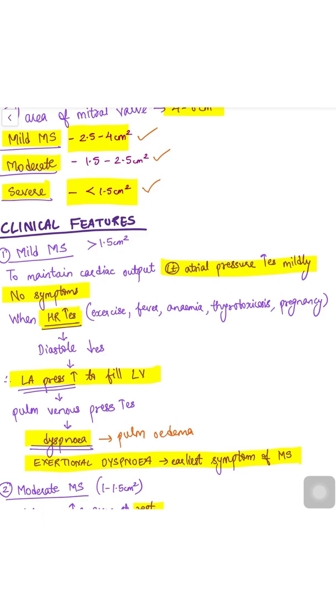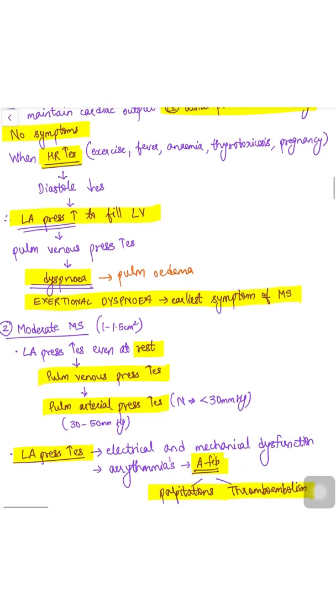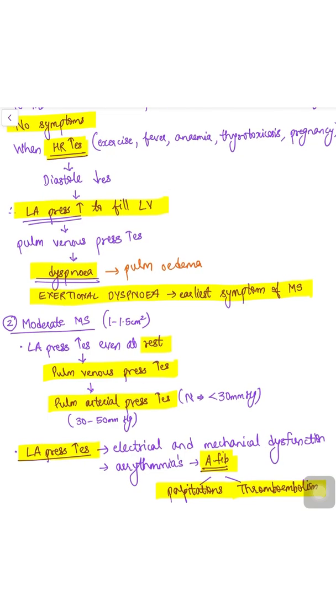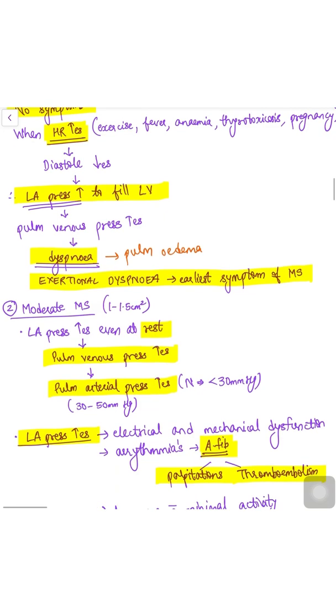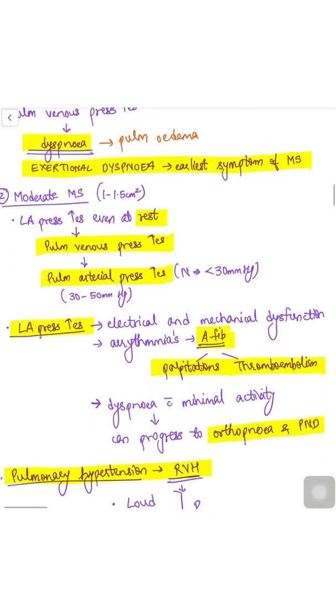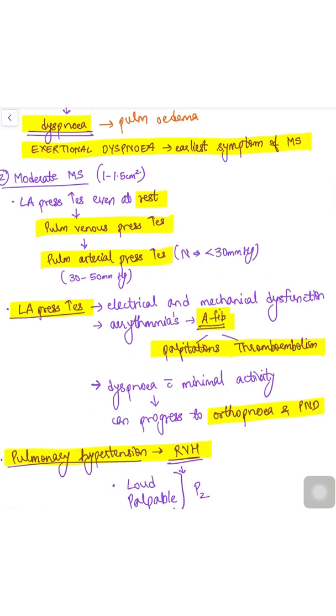When there's a moderate MS, that is, the size of the valve is between 1.5 to 2.5 centimeters, the LA pressure rises even at rest. The LA has to generate pressure to fill the left ventricle even at rest. So pulmonary venous pressure rises, and the LA pressure gets transmitted backwards to the pulmonary veins, the pulmonary capillaries, and the pulmonary artery. With the rise in left atrial pressure, there is an electrical and mechanical dysfunction, which will lead to an arrhythmia. The most common arrhythmia is atrial fibrillation, so it predisposes the patient to atrial fibrillation.